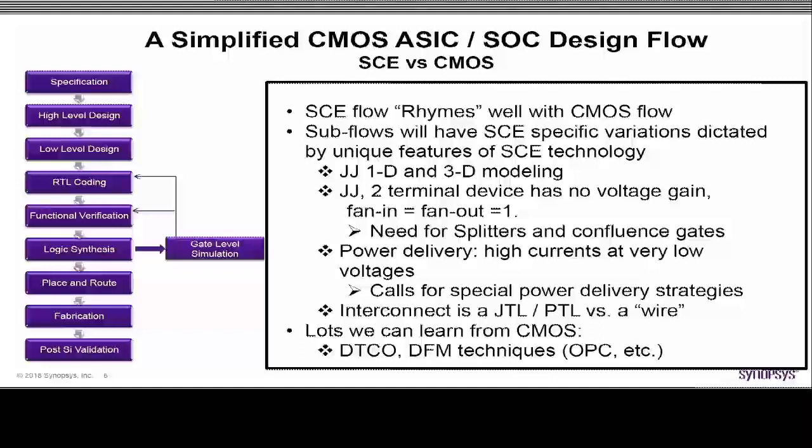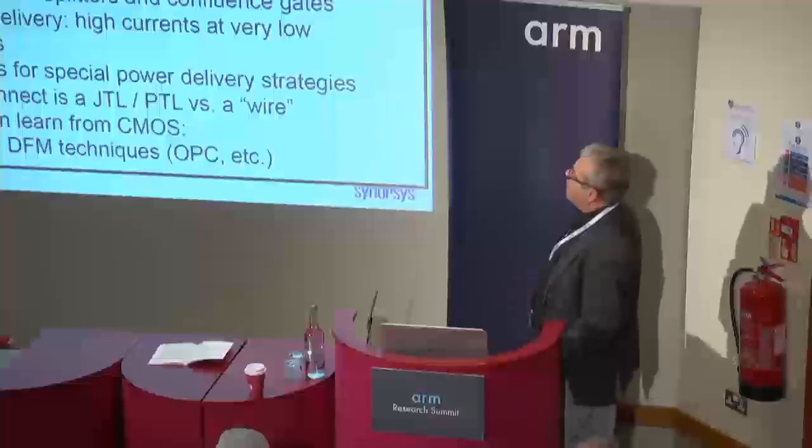The first difference that should catch your eye is that the Josephson junction is a 2-terminal device versus the transistor, which is a 3 or a 4-terminal device. So it has no voltage gain, which means you are restricted to a fan in equal fan out equals 1, which means if you want to propagate a signal, you cannot have a fan out, so you're going to need splitters. Also, power delivery is extremely difficult and tricky in the following sense.